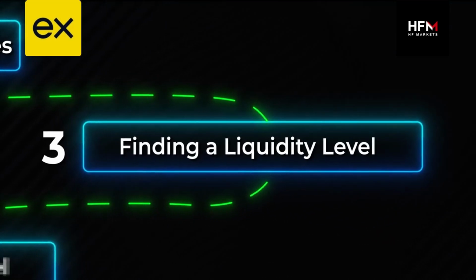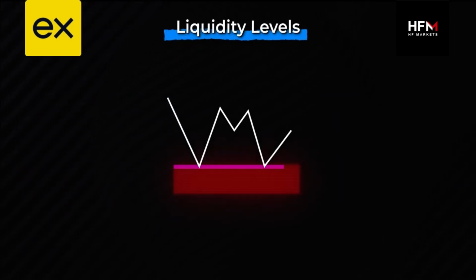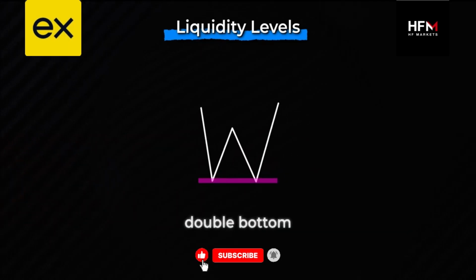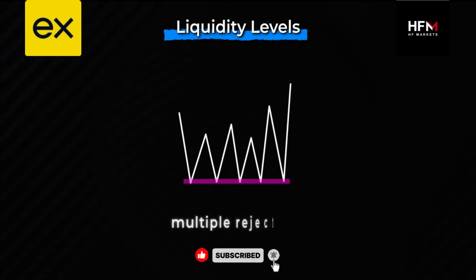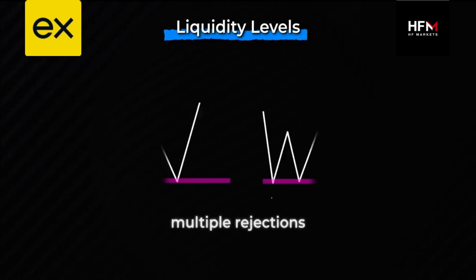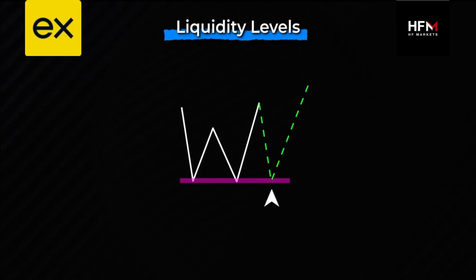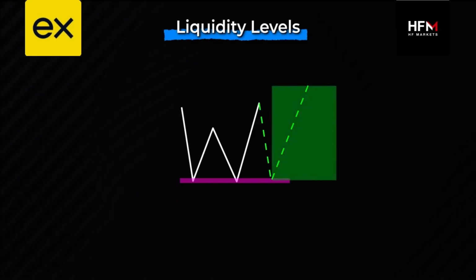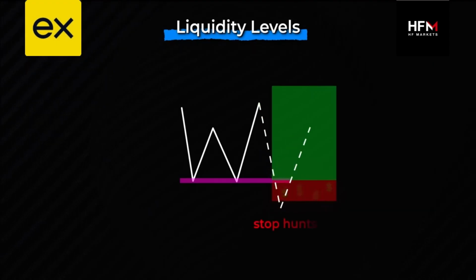And this is the most important step in the entire strategy. To put it simply, liquidity levels are areas where a lot of stop loss orders are placed. Examples of liquidity levels are double bottoms, triple bottoms, or even multiple rejections from the same level. The point is, when a level looks too obvious for a bounce, a lot of traders enter long positions there and usually place their stop losses just below it. This causes a buildup of liquidity under that level, which becomes a target for stop hunts.